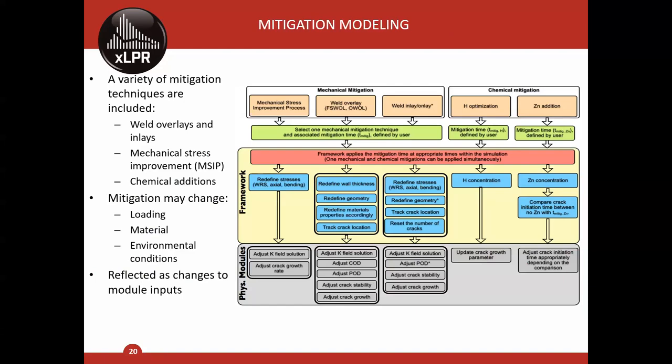Mechanical mitigations can make more significant changes within the model. Mechanical stress improvement results in an update to the welding residual stress profiles and an update to the probability of detection models. Weld overlay results in changes to the wall thickness, material properties, stress profiles, and probability of detection. Any present through-wall cracks are also modeled to become surface cracks with depths equal to the original pipe wall thickness. An inlay-onlay results in changes to the stresses, geometry, material properties, probability of detection, and also resets the number of cracks to 0.